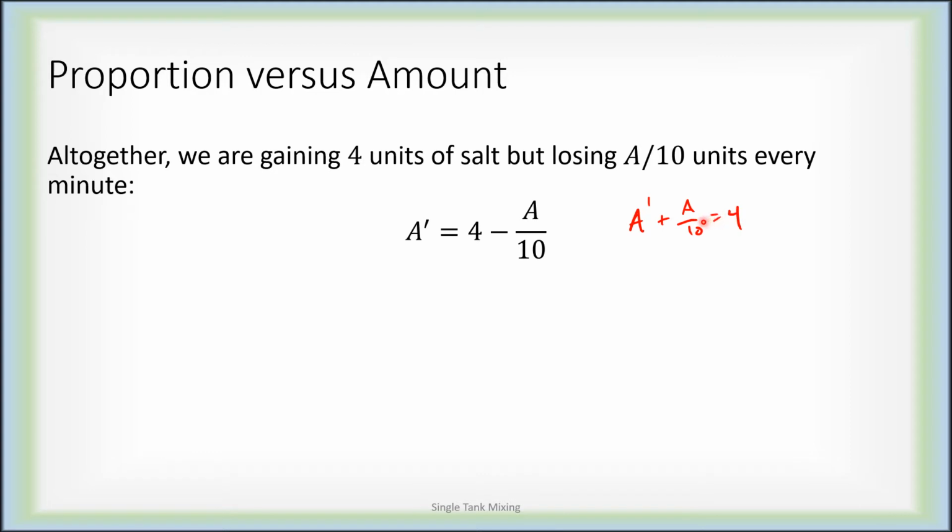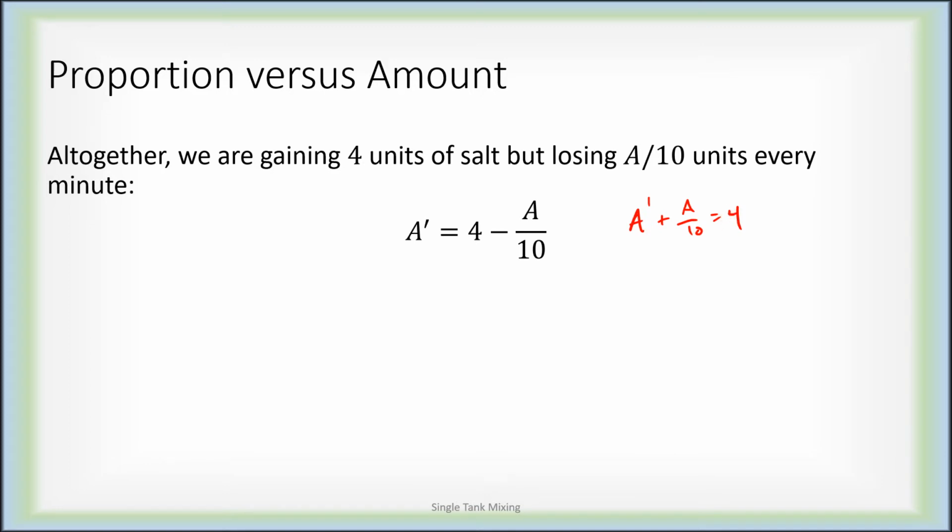The homogeneous version of this, A prime plus A over 10 equals 0, definitely has a solution of e to the negative t over 10. Then you just need to find a single solution to the inhomogeneous equation. Notice that if A is 40, then A prime is 0. If A is constant, then its derivative is 0, and I would end up with 0 plus 4 equals 4.